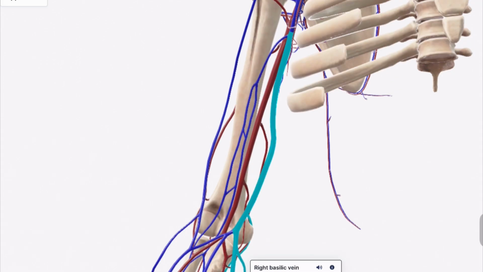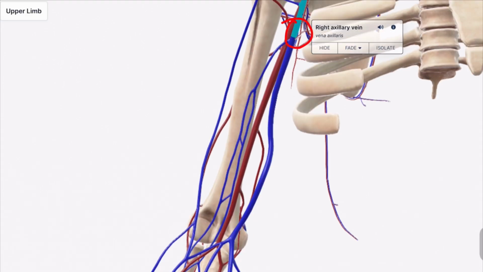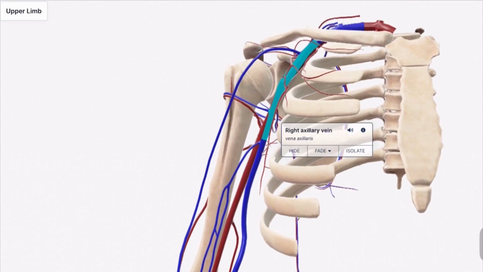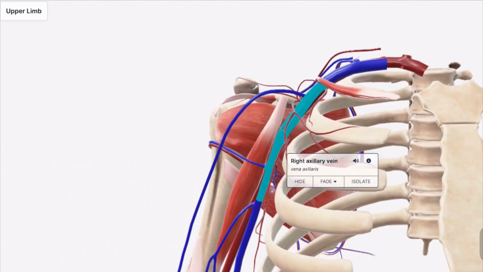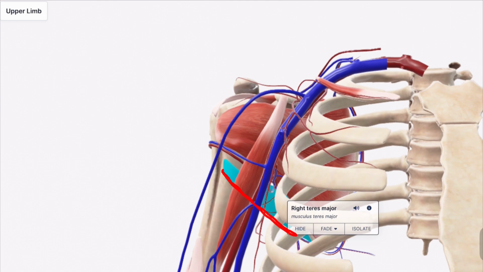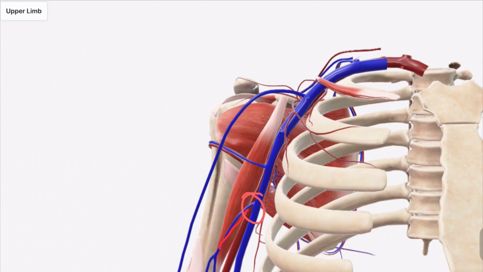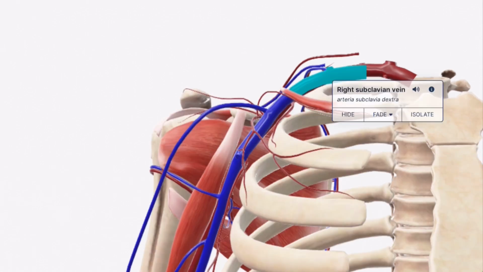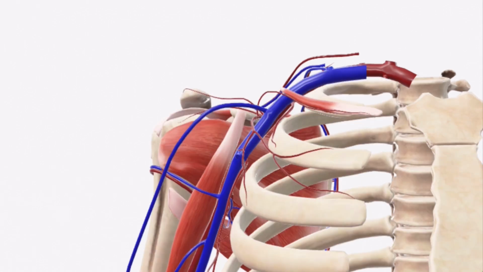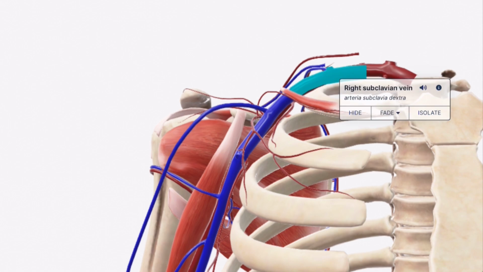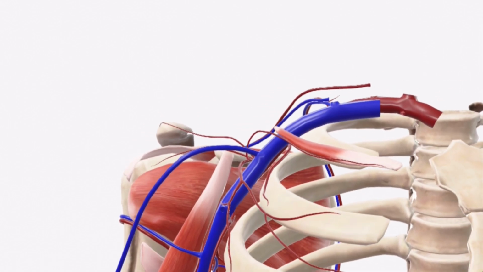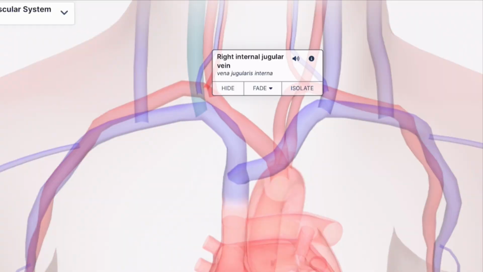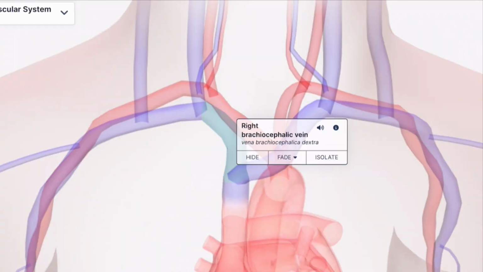Brachial veins are joined by the basilic vein to form the axillary vein, which subsequently drains into the subclavian vein. So here is the axillary vein, which is formed at the lower border of teres major by the union of brachial veins and basilic vein. And it continues as the subclavian vein at the lateral border of the first rib. The subclavian vein starts at the inferior margin of the first rib. It crosses superiorly and joins the internal jugular vein to form the brachiocephalic vein.